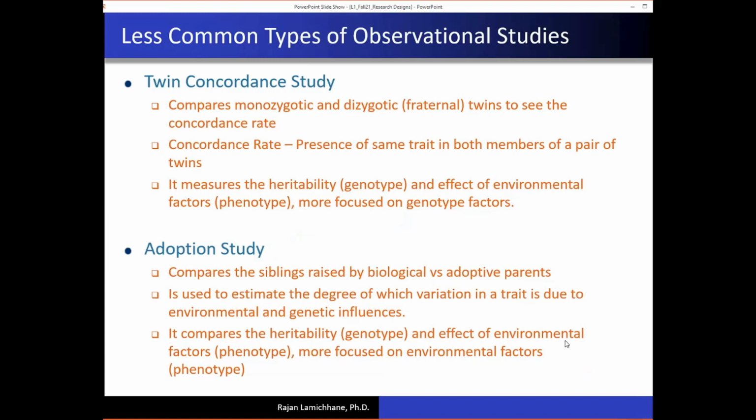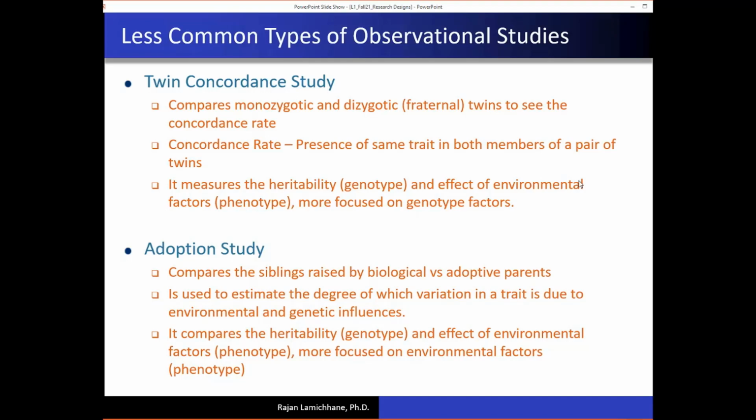There are some less common types of observational studies. One is twin concordance study. In twin concordance study, we compare the monozygotic and dizygotic or the fraternal twins to see the concordance rate. And monozygotic means they are the identical twins. And identical twins happen when the same egg is divided into two parts. And dizygotic means there are two eggs, fertilized at the same time.